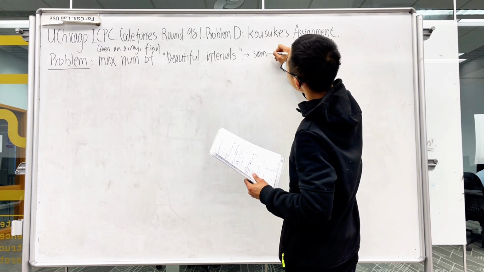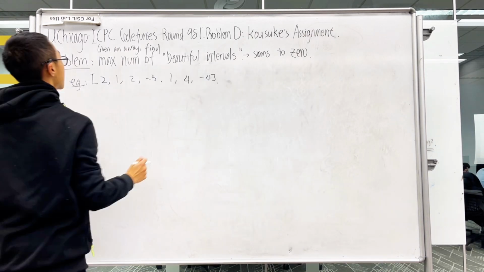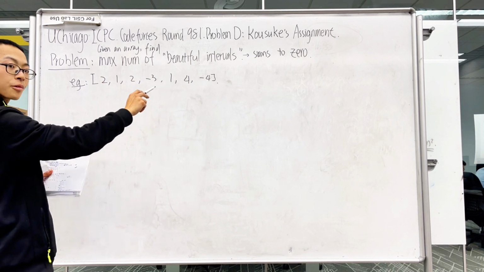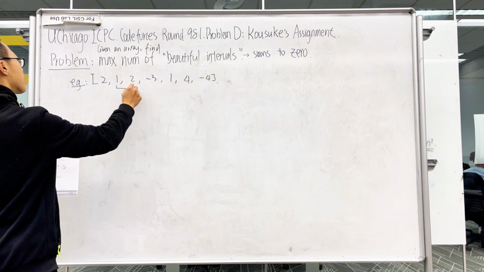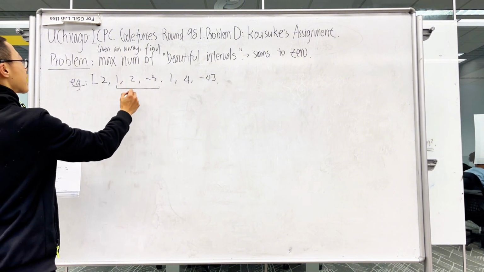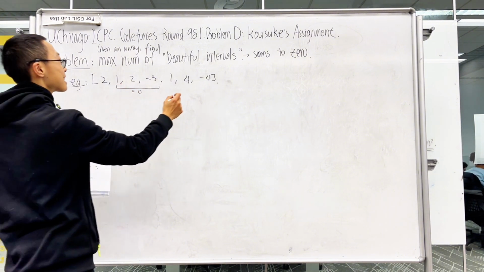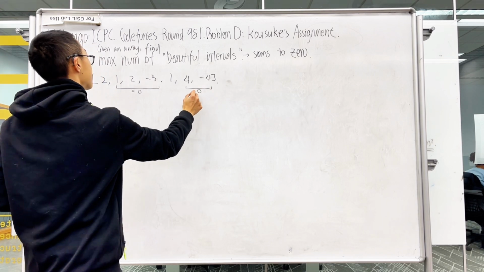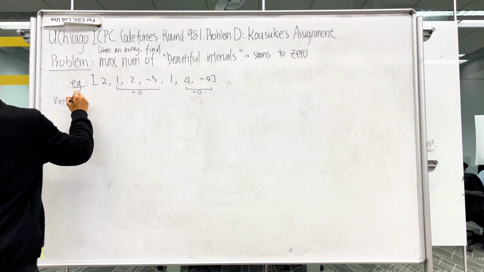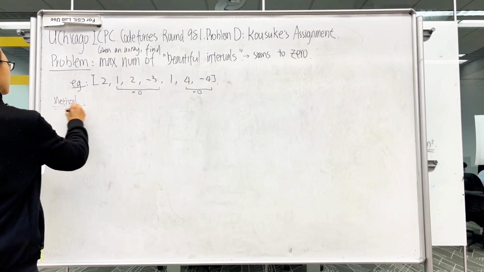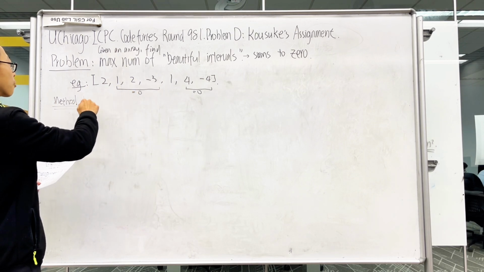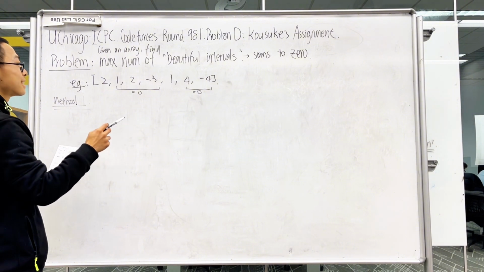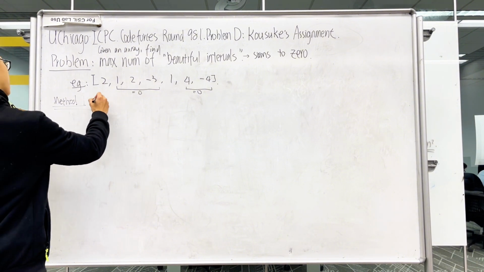Sum equals 0. Let's give an example. What are the beautiful intervals in this example? So summing to 0: 1, 2, and -3. Is this a beautiful interval? Yes. Also -4 is another one. Let's say method 1. If we can get all the 0 intervals, what can we do? Isn't this just a job scheduling problem?